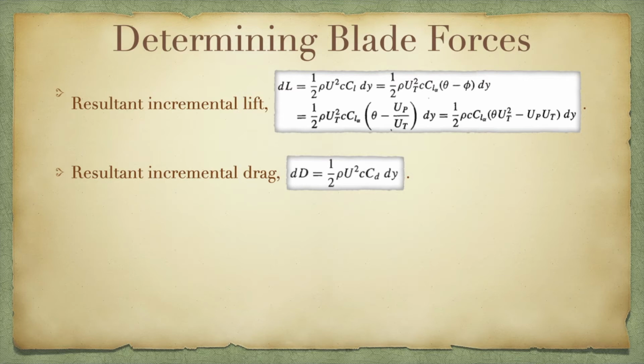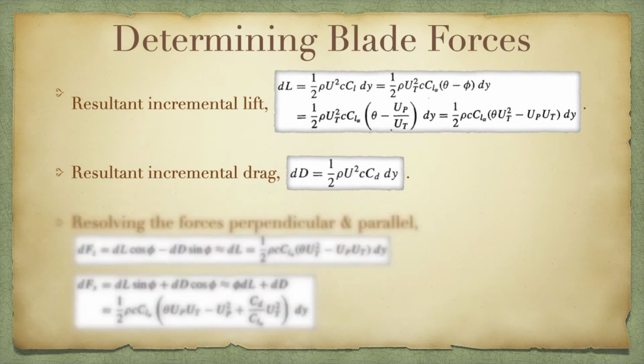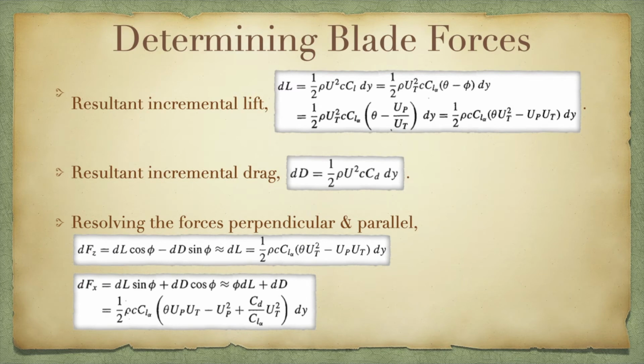These act perpendicular and parallel to the resultant flow velocity at the section respectively. Resolving these forces perpendicular and parallel to the rotor disc, you get dFz and dFx. So dFz is equal to dL cos phi minus dD sin phi. That is almost equal to just dL.